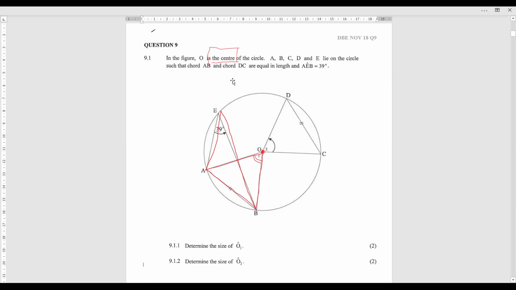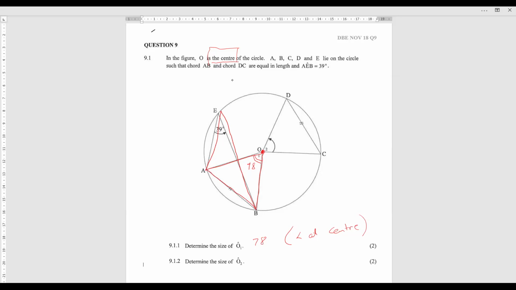39. Oh, no. Angle at center, sir, 2 times angle at the circumference, sir. So what will we get? 78. Are we all happy with that? So our first answer is 78. And what reason would you say? Angle at the center. Are we all happy with that? Yes, sir.